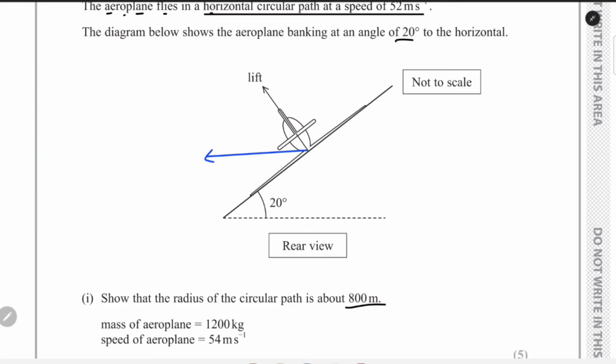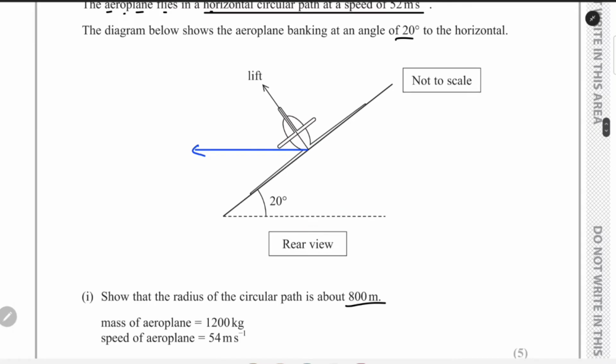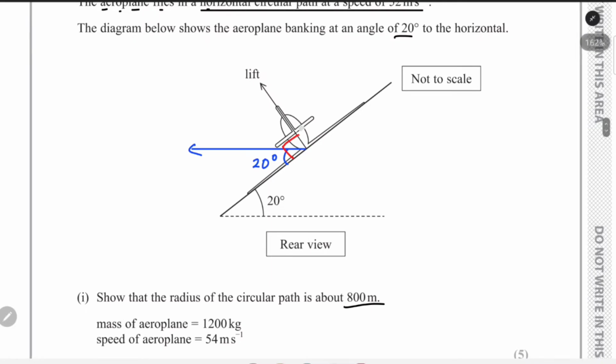Now using the fact that this blue line and this dotted line over here are parallel, we can find this angle is also 20 degrees. They are alternate angles, and this whole angle is 90 degrees. So this angle over here is 90 minus 20, which would be 70 degrees. So this force over here, the blue one, will be the total lift times cos 70 degrees.